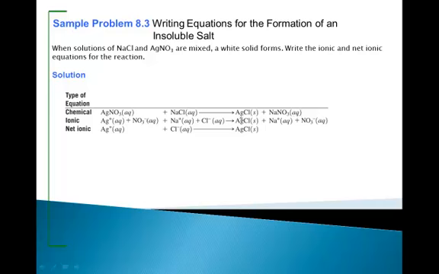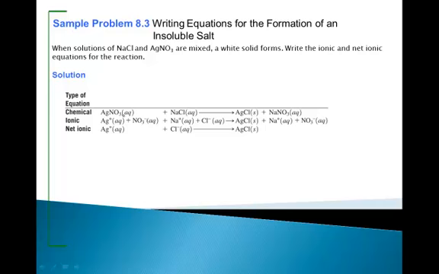So when I look at my solubility rules, it tells me all nitrates are soluble, and anything with column 1 is soluble, so that means that's going to be aqueous. And chlorides, most things are soluble except for silver, mercury, and lead. And since this is silver, that means it's not going to be soluble. So it gets an S.